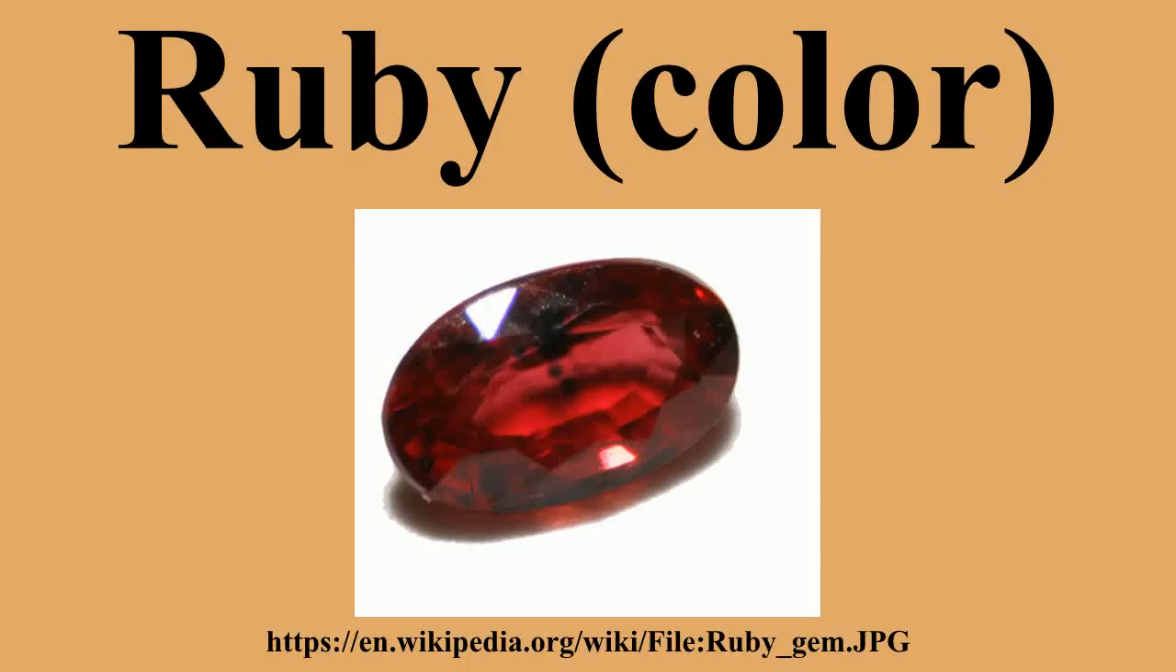Ruby in nature. The ruby-throated hummingbird is a small hummingbird. It is the only species of hummingbird that regularly nests east of the Mississippi River in North America.